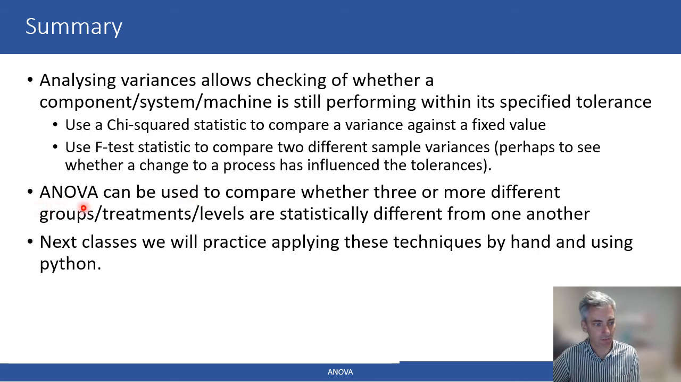The analysis of variance allows you to compare whether 3 or more different treatments or groups are the same. This is also useful for grouping things, and it's also fundamentally useful for something that we're going to study next week, which is design of experiments and optimization of designs. So in the next few classes, we're going to practice applying ANOVA and practice applying the chi-squared statistic and the F-statistic. So I hope this lecture has been useful.